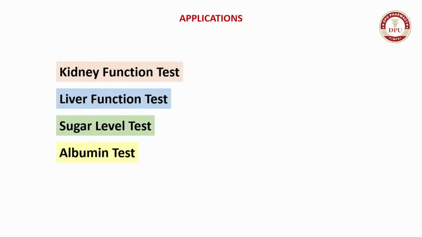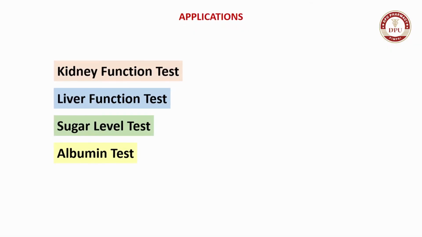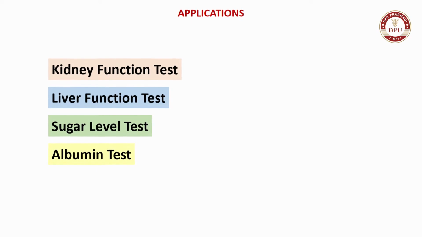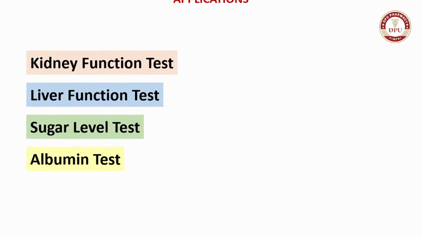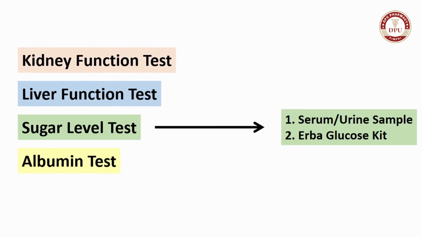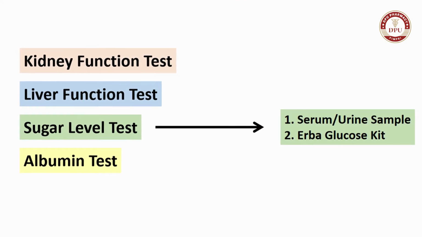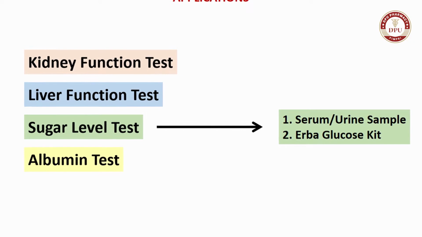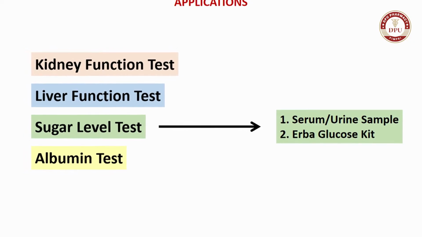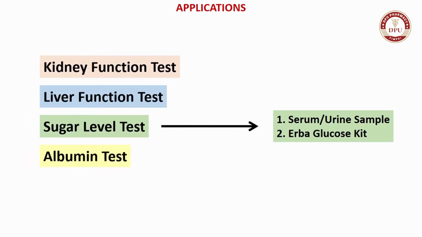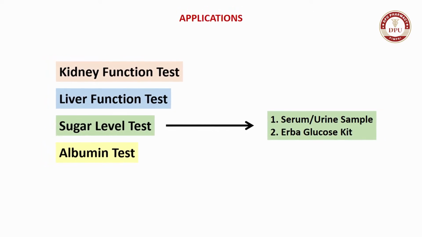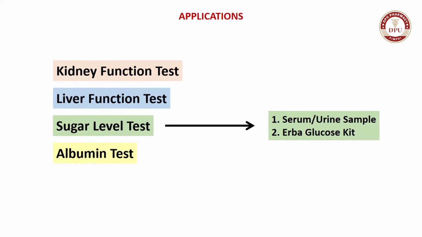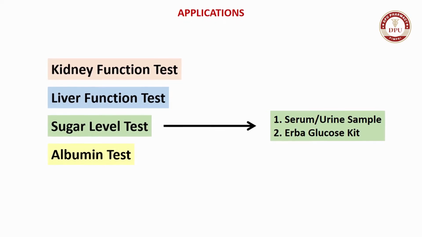The Chem7 analyzer can be used to analyze various kidney function tests, liver function tests, sugar level tests, as well as albumin tests. In this video, I will be showing you how to perform the sugar level test, that is the glucose test, by Chem7 analyzer. But for this test, what we need is first either a serum or urine sample from the rodent, and the second is the Erba glucose kit.